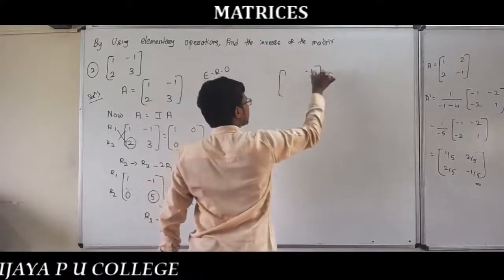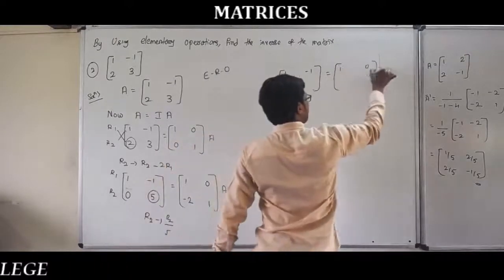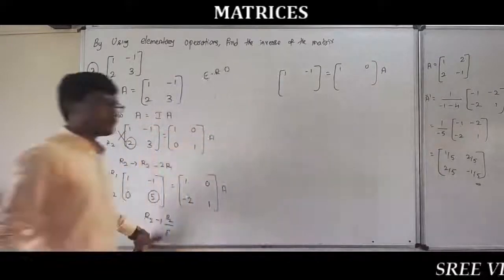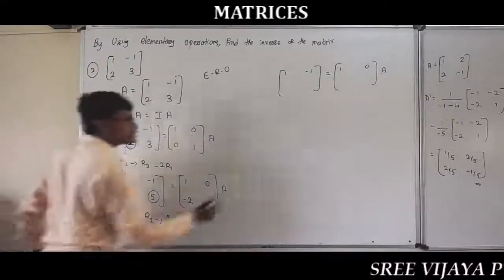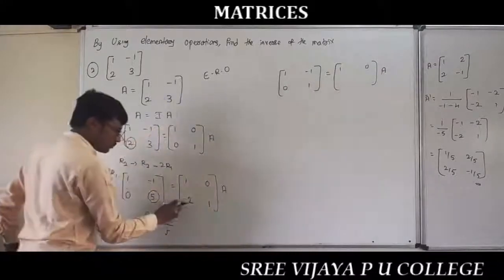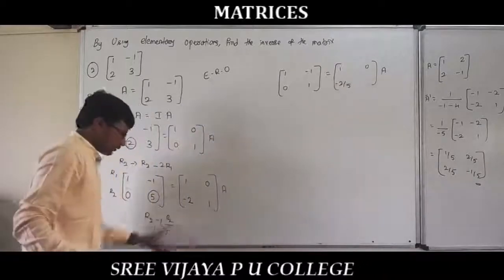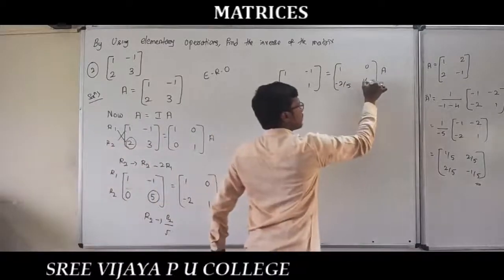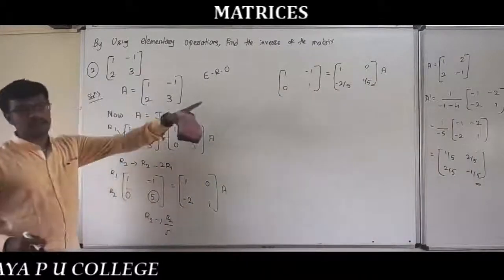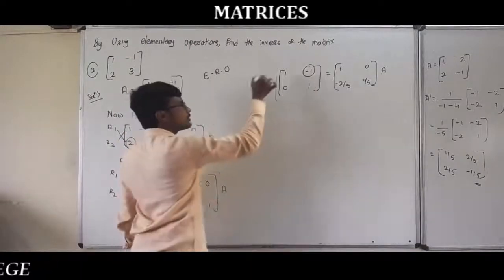R1 is 1, minus 1, 1, 0, on both the left and right. R2 becomes divided by 5: 0 by 5 is 0, 5 by 5 is 1, minus 2 by 5 is minus 2 by 5 only, and 1 by 5 is 1 by 5 only. So this element becomes 1, no problem. Next, to make this element 0.